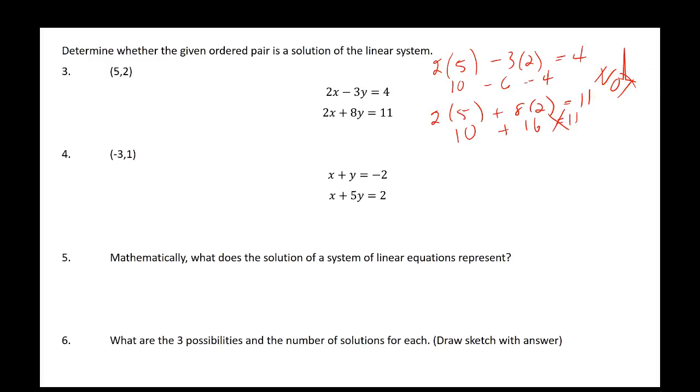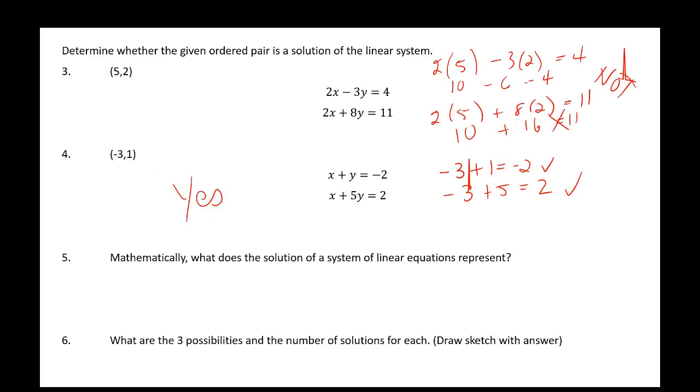So not a solution. Let's check the second one. Okay, negative 3 plus 1 equals negative 2. That works. Let's try this. Negative 3 plus 5 times 1 is 2, that works. So this is yes.